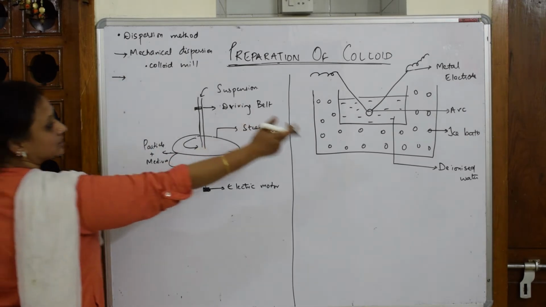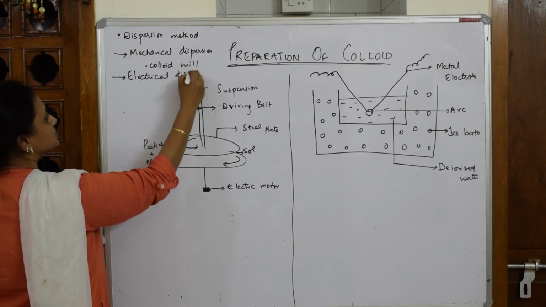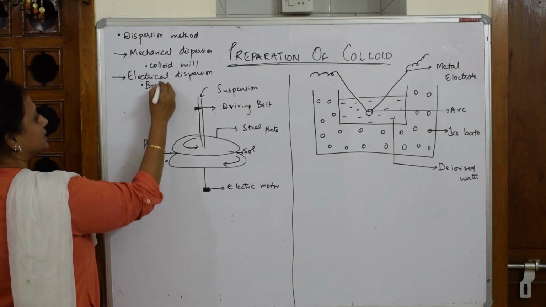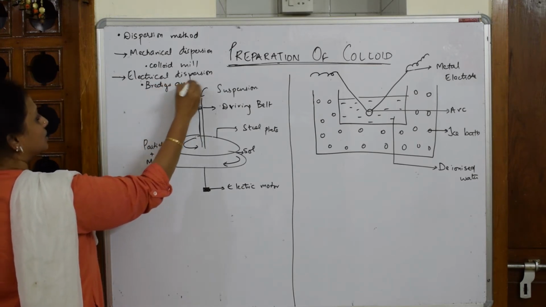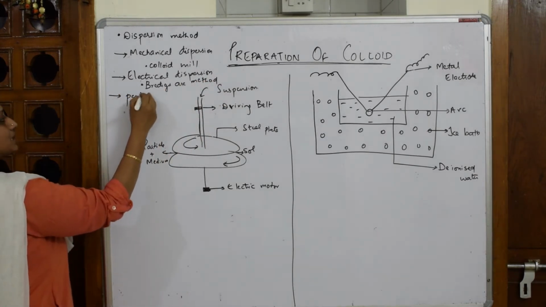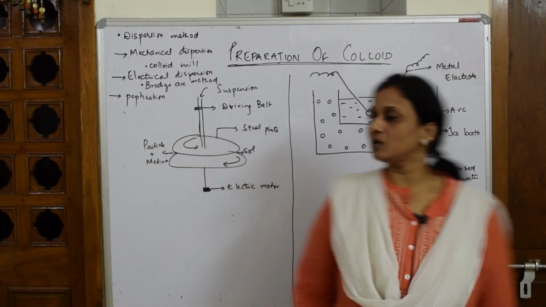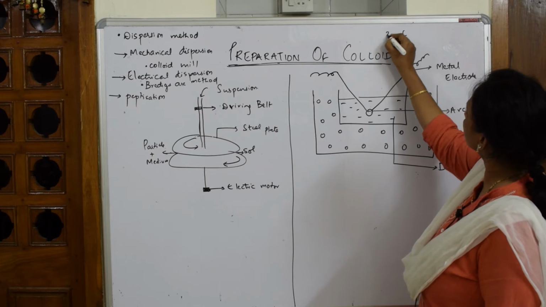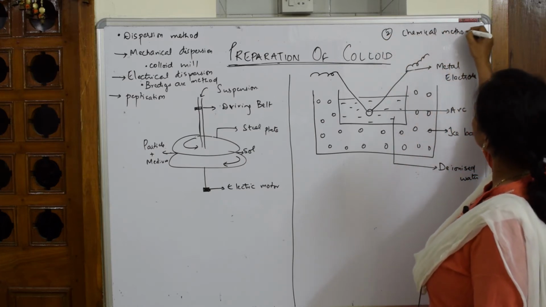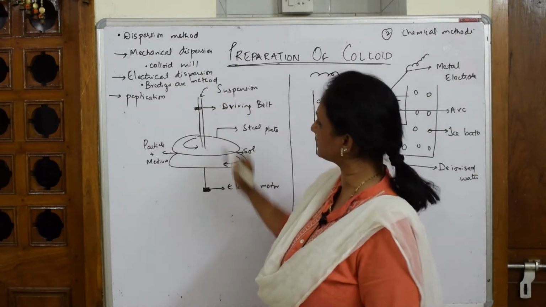The second would be the electrical dispersion. Electrical dispersion, where I am going to use Bredigs arc method. After that, I am going to use one more dispersion method, that is called peptidization. Done. Fine. Other than this, we are also going to prepare colloids by chemical methods. The second method which I am going to use and show you is chemical methods. Done. So I've picked up the first one, the mechanical dispersion method.